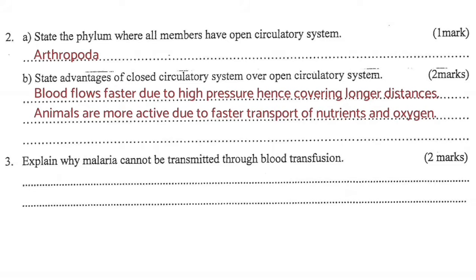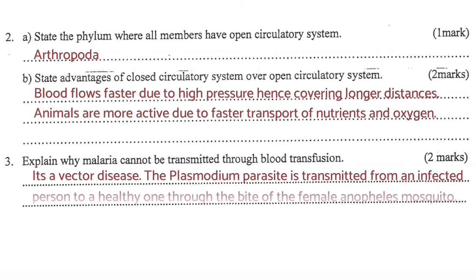Explain why malaria cannot be transmitted through blood transfusion. Now, when you talk about malaria, it is a vector disease. In this case, the vector for malaria is, of course, going to be the mosquito. Within the mosquito, you are going to have the Plasmodium parasite. This is the one that is responsible for transmission of malaria.